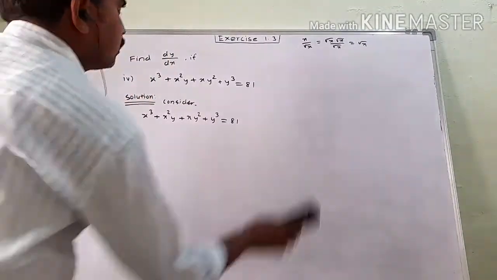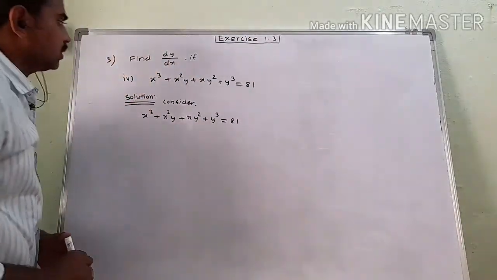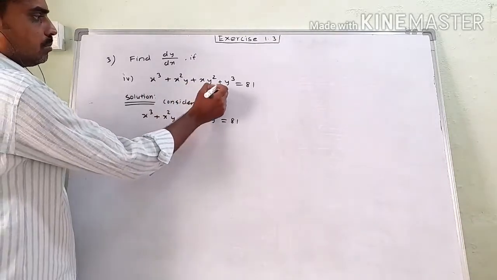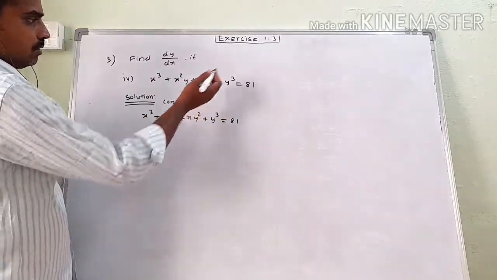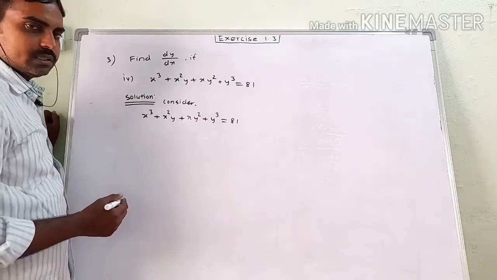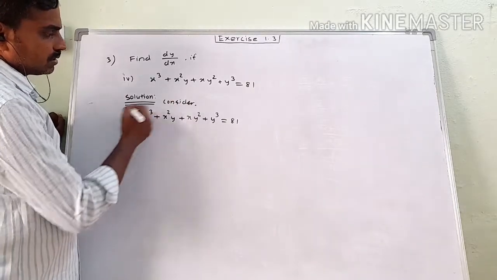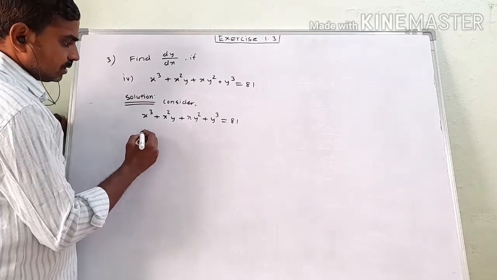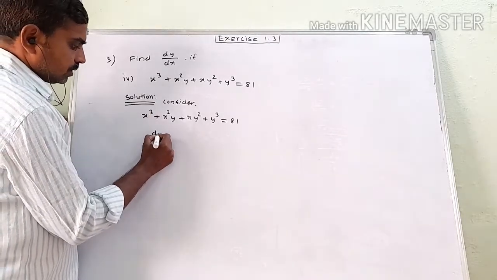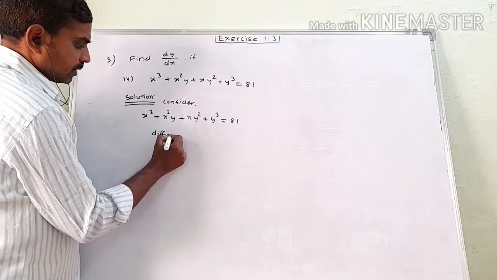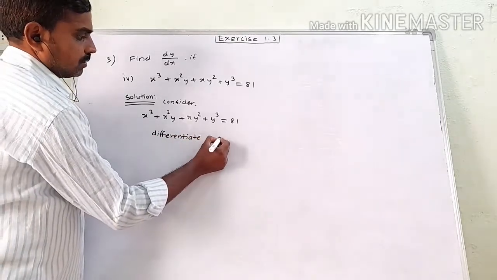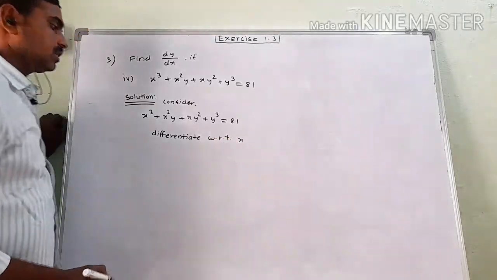Now we will solve the fourth example. The fourth example is x cube plus x square y plus x y square plus y cube equal to 81. We have written this given equation as it is in consideration. Now to solve these implicit functions, first of all we will differentiate the above equation with respect to x.